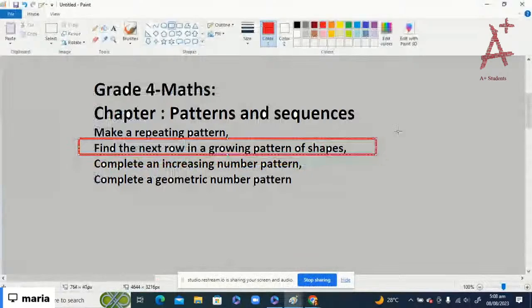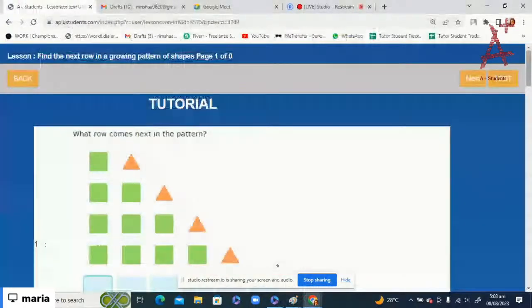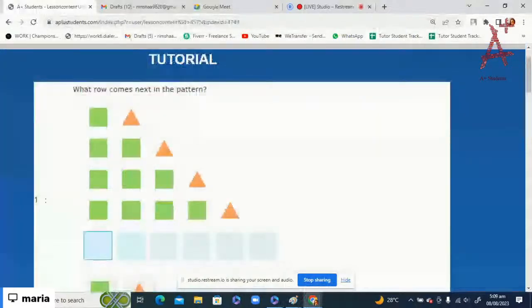Okay, find the next row in the growing patterns of the shapes. All right, let's do that one. Here are again some figures, some pictures, and then we just check and find out what the next pattern is. That's it. It's not too much. First of all, I'm going to tell you how to create this thing.